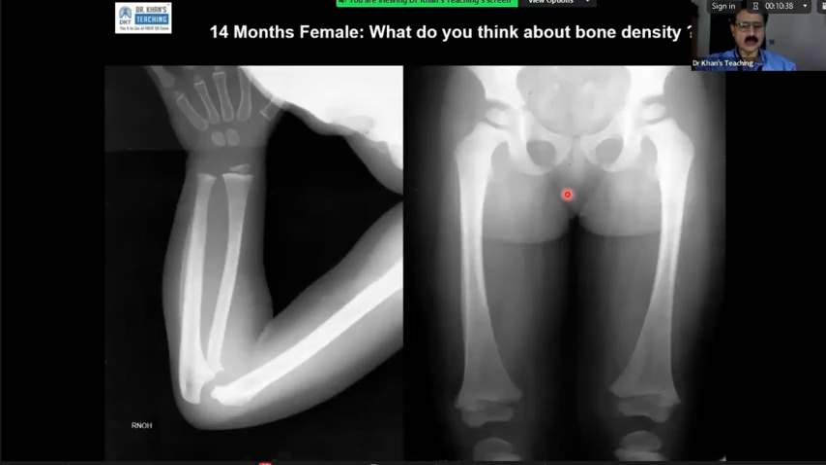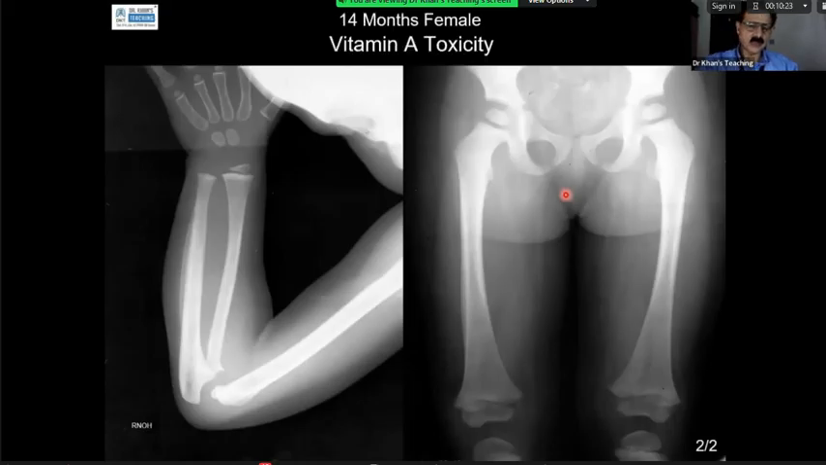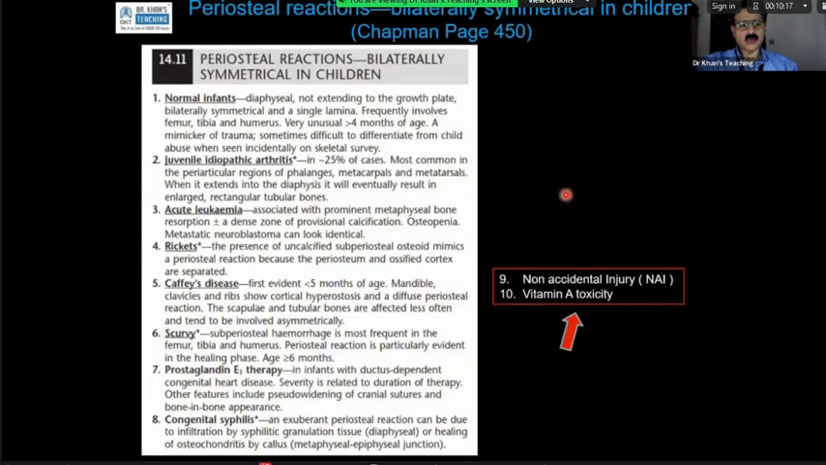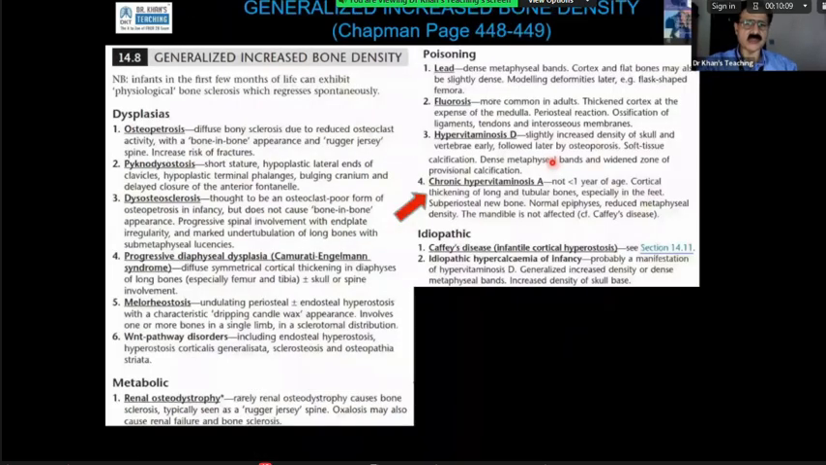Yes. Could be either due to prostaglandins or lead poisoning. No, not prostaglandin. This is vitamin A toxicity. Vitamin A toxicity. And so vitamin A should be added to this list of bilateral symmetrical periosteal reaction.